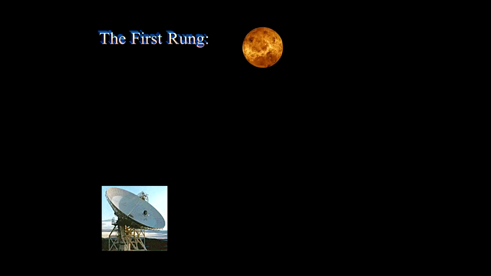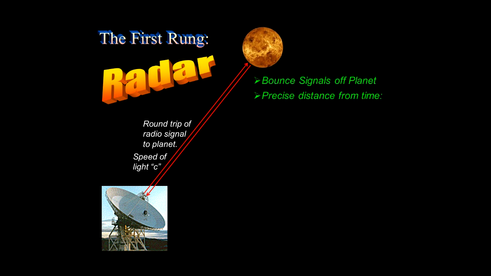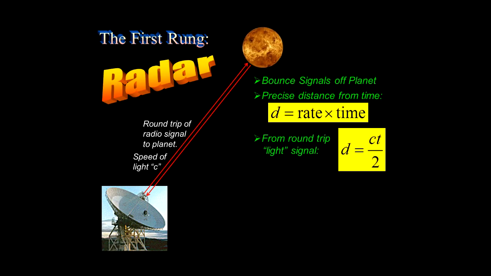I'm just going to highlight a couple of these methods. The very foundation, the most basic and unambiguous type of measurement, comes from radar. We can literally bounce a signal off a planet, say Venus, and we have a time for the round trip of the signal, which is moving at the speed of light, c. So you bounce signals off the planet, and you get a precise distance from the time it takes. Distance is rate times time. But because we have a round trip, it's only half of that. So distance is the rate, that's the speed of light, times the time, divided by 2, because it's only half the round trip distance.